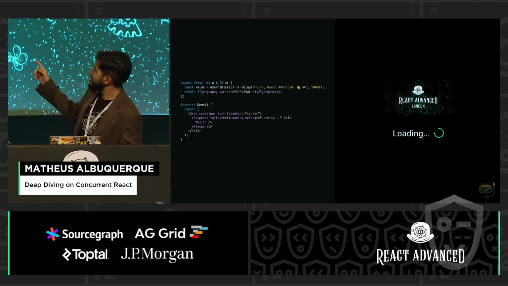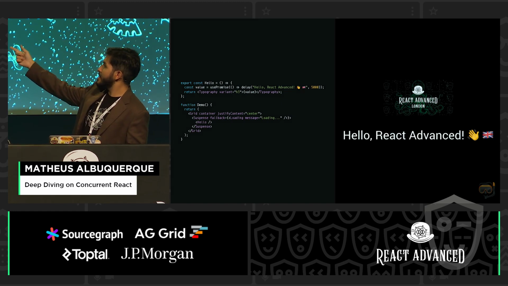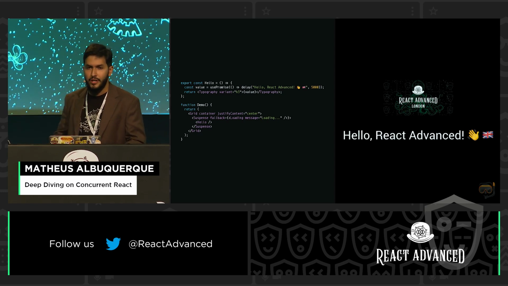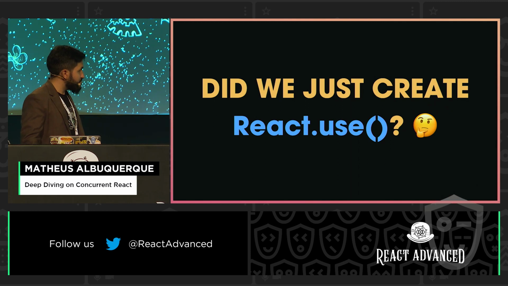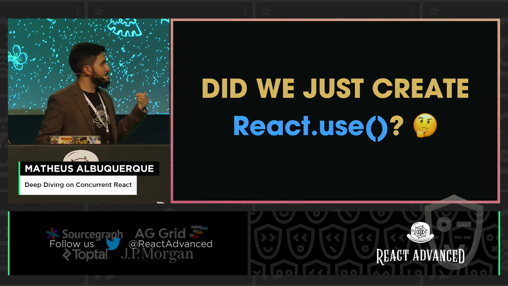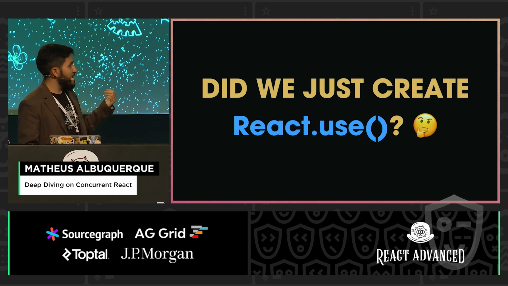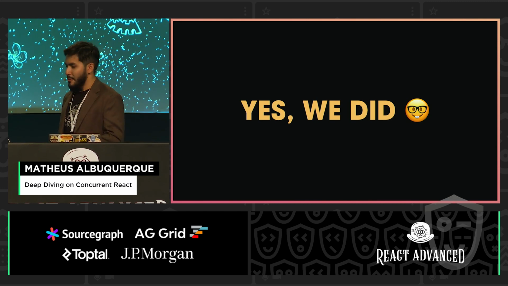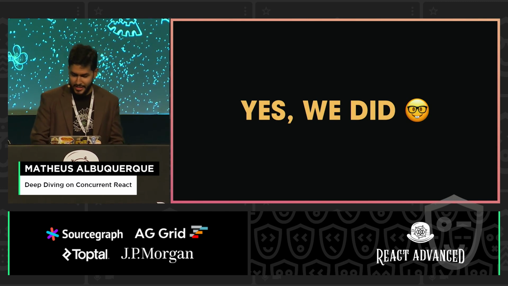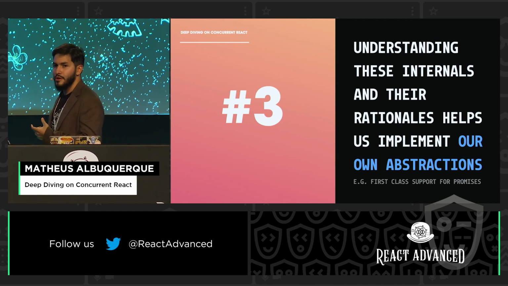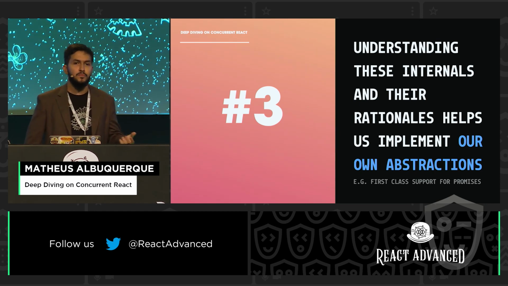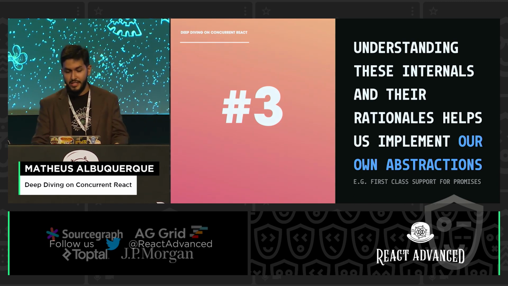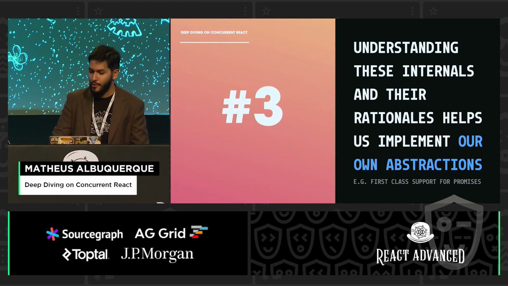I know the font size is not the best one here. But basically, I have this delay, and I'm using promise with any promise. And the result is it is suspending and etc. And when you see that, it might sound a lot like, OK, this is React use. So yeah, this is, of course, a very, very simple version of React use. But the reason why I'm showing that is that I really think that understanding those internals and the rationales behind them really helps us create our very own abstractions. And this is really, really amazing. And one example is the first-class support for promises.